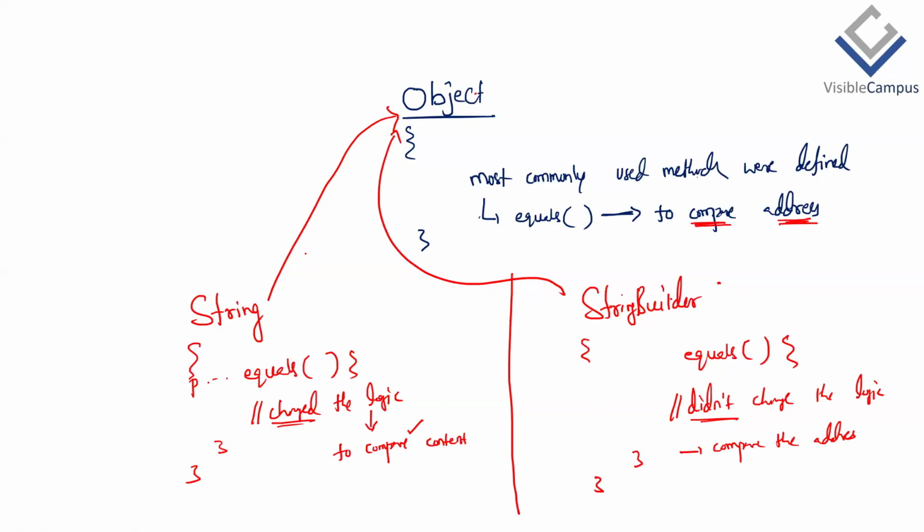Since String is also a predefined class, Java people have defined the code already. StringBuilder is also a predefined class. Java developers have written the code. We only have to use it. But while using, this is the difference we have to remember. Understood? So this is one common interview question for a fresher: what is the difference between String and StringBuilder?